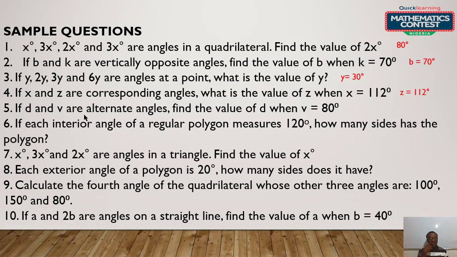Number 5. If d and v are alternate angles, find the value of d when v is 80 degrees. The answer will be, alternate angles are also equal. 80 degrees. This is 80.